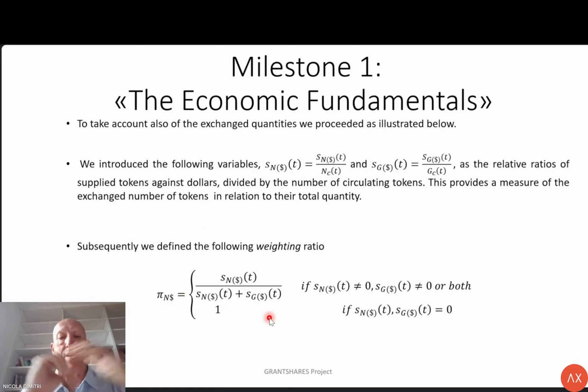It's telling us, for instance, suppose it's a half. Okay, so this is, of course, a number going from 0 to 1. And what about the situation in which you have a half? Pi is equal to a half. It means that N tokens and G tokens are exchanged in the same proportion over the total number of circulating tokens in the economy. Okay, so they're kind of equally desired in a very broad sense because the percentage of exchange tokens is the same.